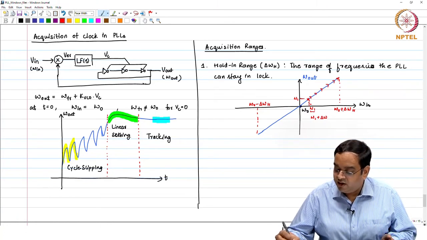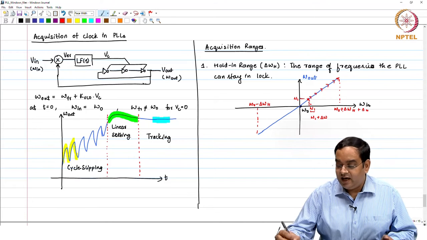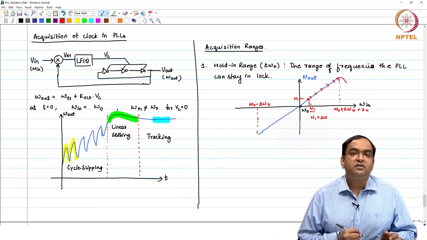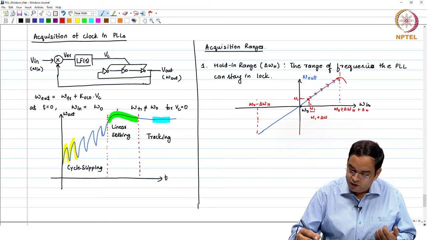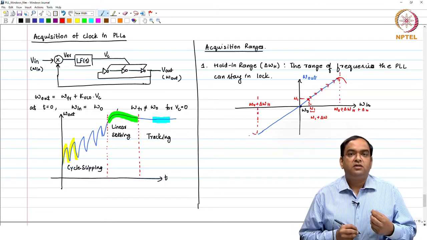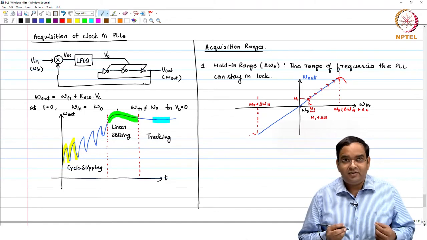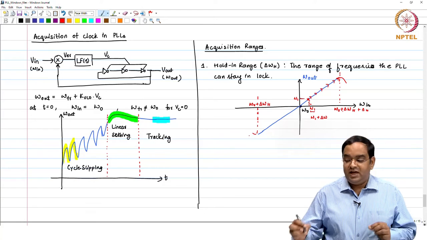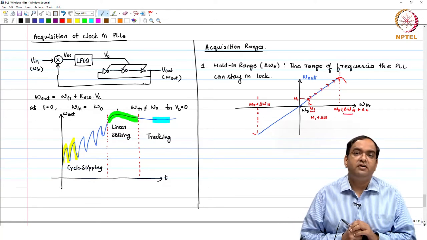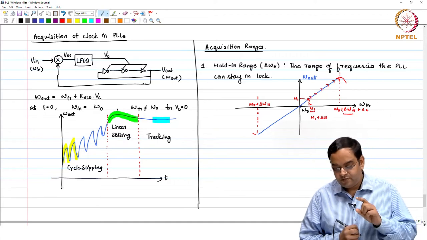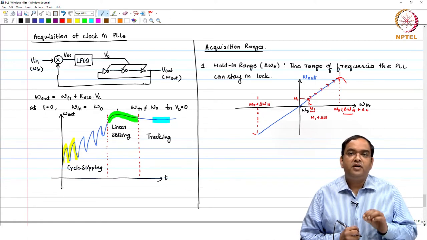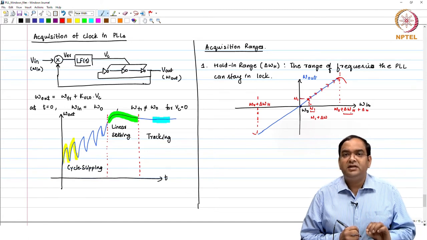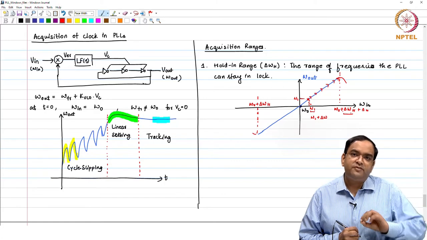If at omega naught plus delta omega h, I apply some more delta omega, at that point the output frequency doesn't follow the input frequency, the PLL loses lock. So the extreme limit on either side which you can track by changing the input frequencies, that frequency range comes under hold-in range. So point number one, your omega out should follow omega in when you are applying small changes in the input frequency. It keeps following omega in.